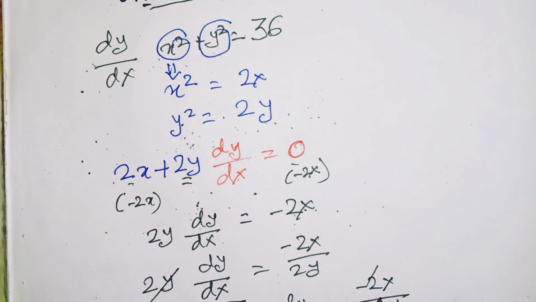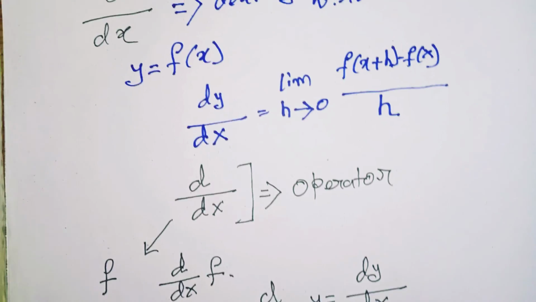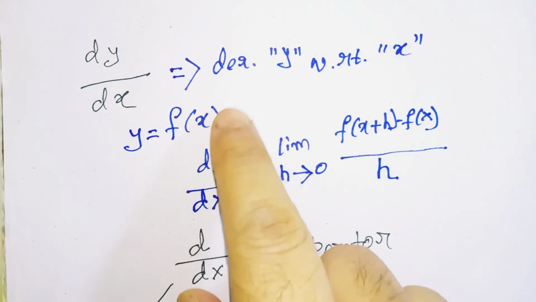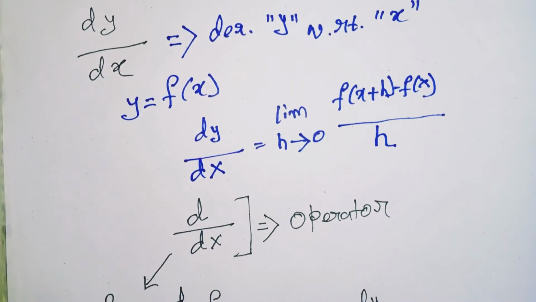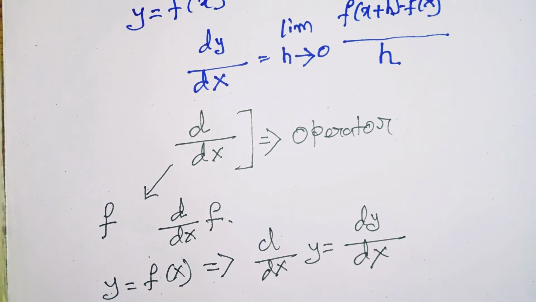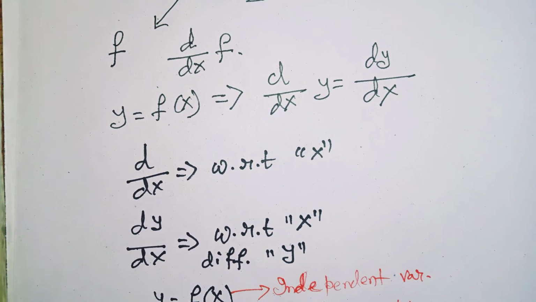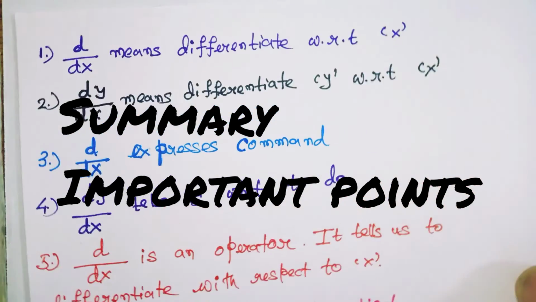Now if I just want to summarize the entire video, here you see that dy by dx is a derivative of y with respect to x, where d by dx is just an operator. When we say this is an operator, what we are trying to tell is that we are doing the entire operation based on this, right? So I will just show you the final summary, which will bring everything in a nutshell. So let me remove this part, and here comes the summary.